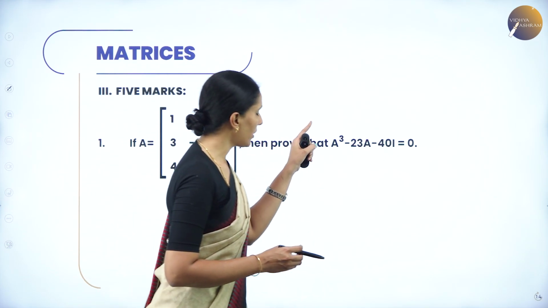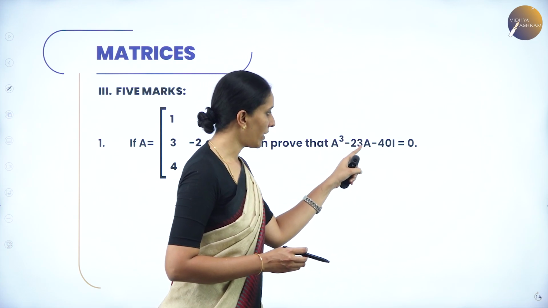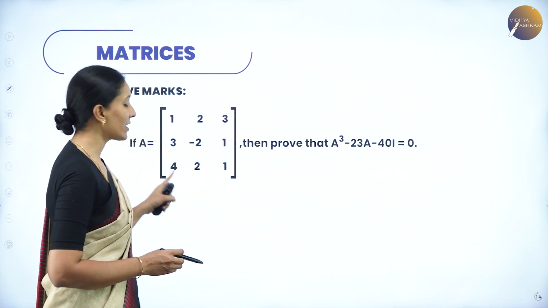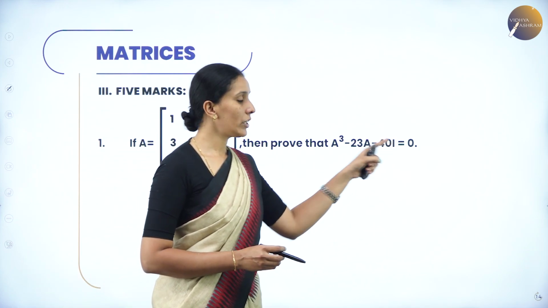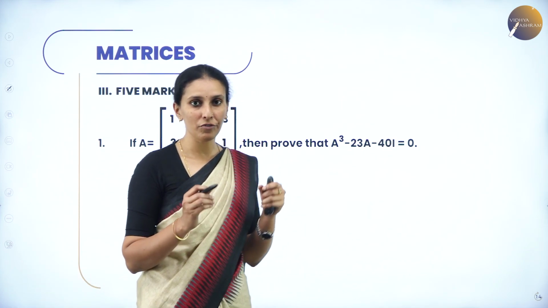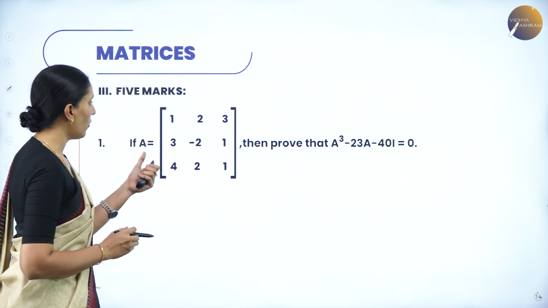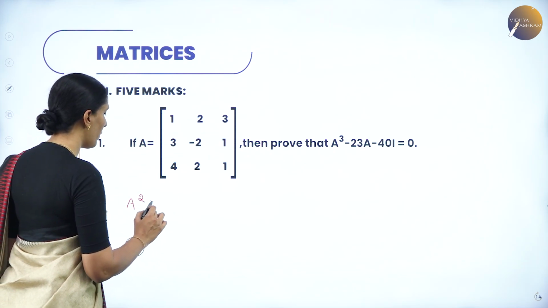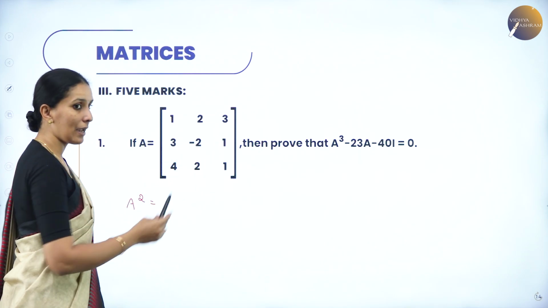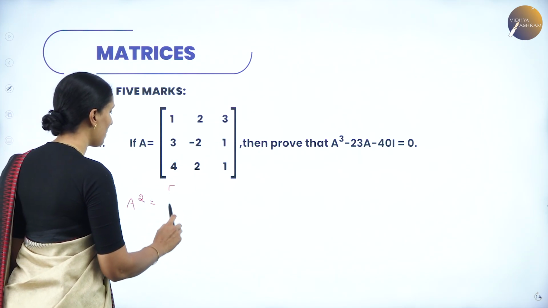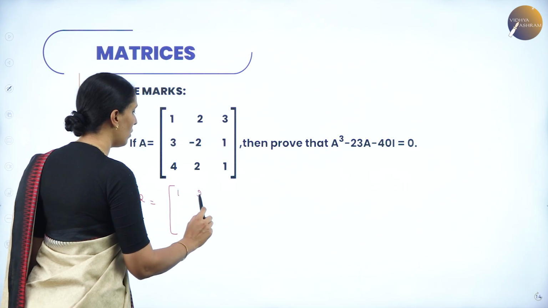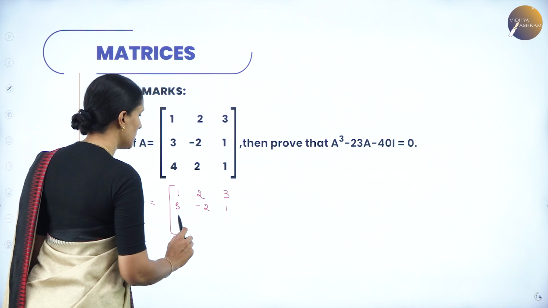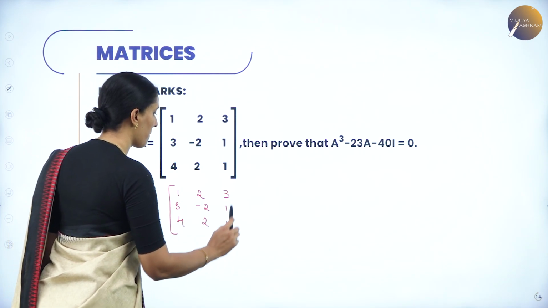So here we need to find out what is A cube, what is 23A and 40 into I. Since the order of the matrix here is 3 cross 3, you should take the identity matrix in the form of 3 cross 3 itself. So before finding A cube, let us find A square. Now how to find A square? Multiplying the same matrix here. So while multiplying the matrix, be careful with the rows and columns. So I'm writing the matrix here.